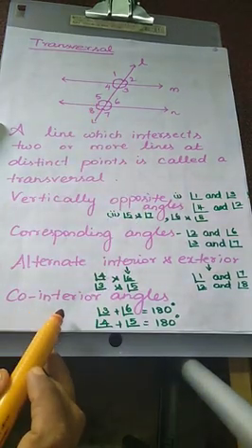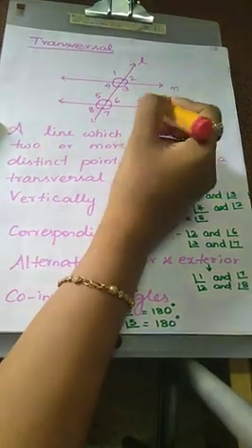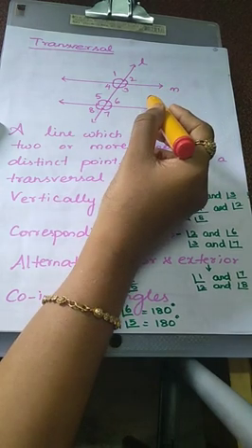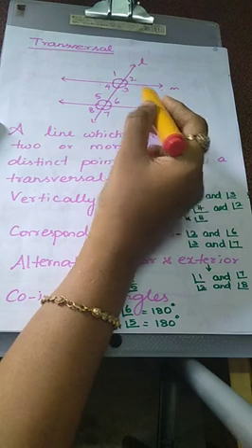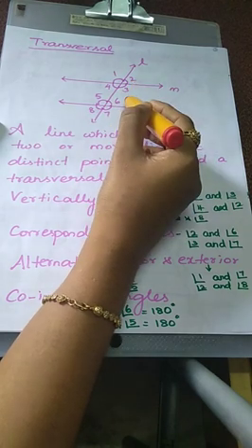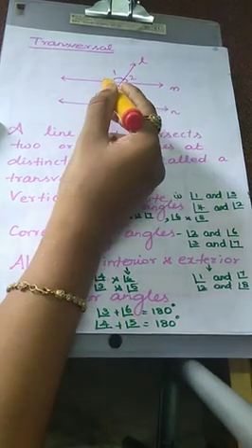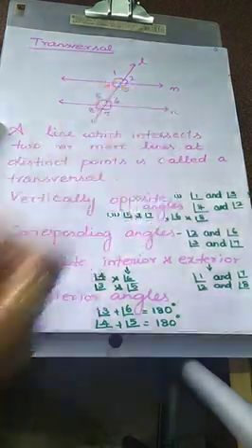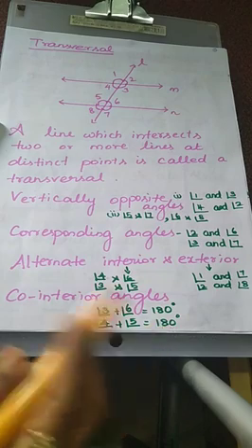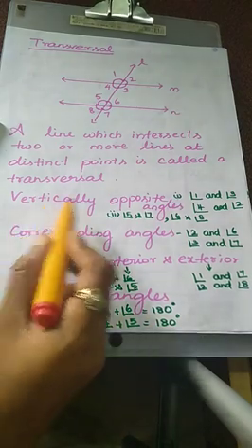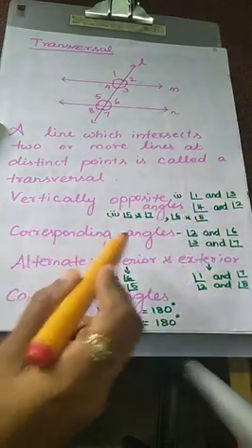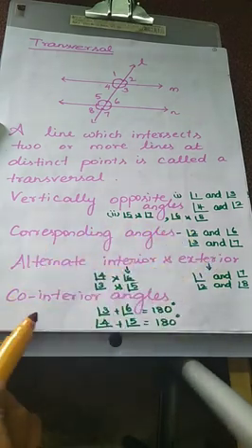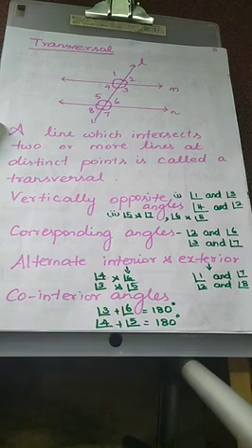Then finally, co-interior angles. Co-interior angles are supplementary. What is supplementary? If the sum of the measures of two angles is 180 degrees, that is supplementary. So angle 3 plus angle 6 is equal to 180 degrees. Angle 4 plus angle 5 is equal to 180 degrees. These are the co-interior angles. So what are the four conditions? The vertically opposite angles are equal. Corresponding angles are equal. Alternate interior and exterior angles are also equal. Co-interior angles are supplementary.